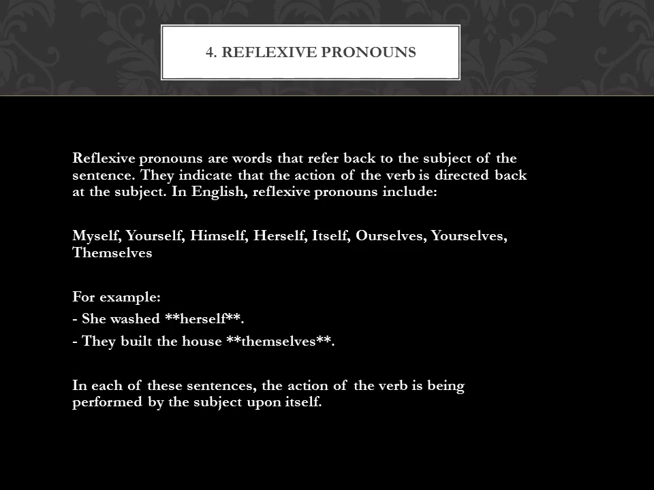Then we have some reflexive pronouns: myself, yourself, himself, herself, itself, ourselves, yourselves, and themselves. For example, she washed herself. Herself is reflecting the action towards she. They built the house themselves. So themselves is reflecting back to they. In each sentence, the action of the verb is being performed by the subject upon itself.